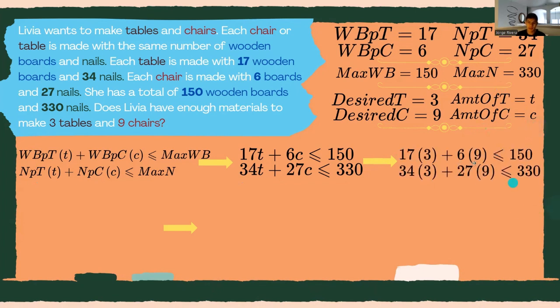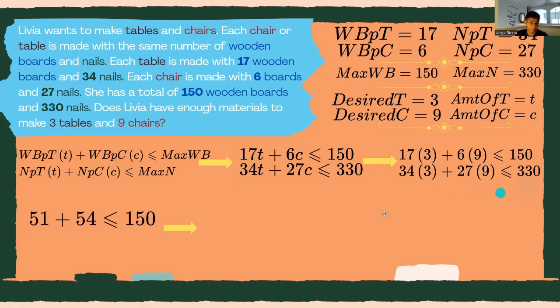And so if we want to set this equation up and see if this is going to be true, we're just going to plug in the desired number of tables and the desired number of chairs, because the tables either take up wooden boards or they take up nails, right? So we want to see if we have enough boards and if we have enough nails. So we're just going to plug in both of these. And if these are less than or equal to 150, then that means that she can, because she's not going to use all of the boards or all of the nails. But if these values are more, then that's not going to be good.